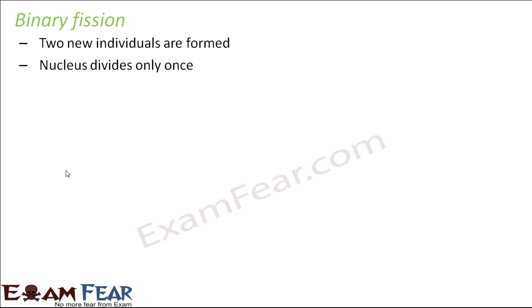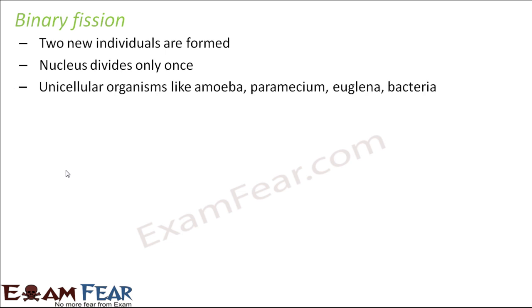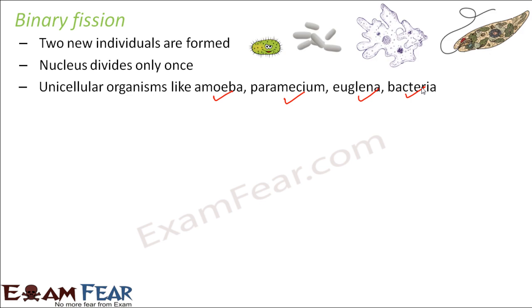Let us look at an example of binary fission. In binary fission, two new individuals are formed because the organism is going to split into two equal halves, and each of those halves is going to be a new organism. So let's take an example. It happens mostly in unicellular organisms like amoeba, paramecium, euglena, bacteria. In all these organisms, binary fission happens. Now how does this happen? Let's have a look at that.